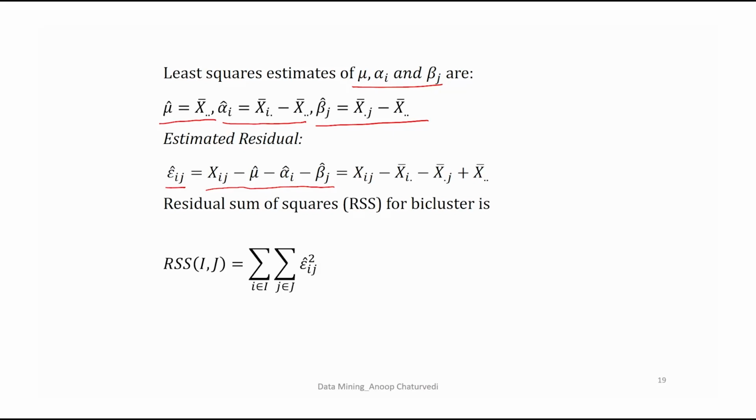Then we substitute the values of mu head, alpha i head and beta j head, and after substituting the values from here, we obtain epsilon ij head equal to xij minus x bar i dot minus x bar dot j plus x bar dot dot. And then you can easily find the residual sum of squares for the bicluster, which is RSS ij equal to summation over i summation over j epsilon ij head square. So, we get this expression for the residual sum of squares.